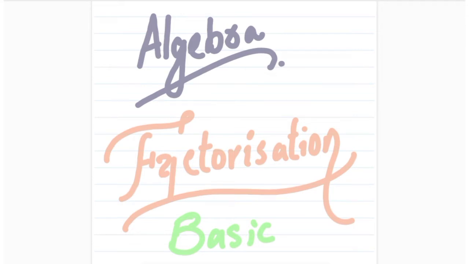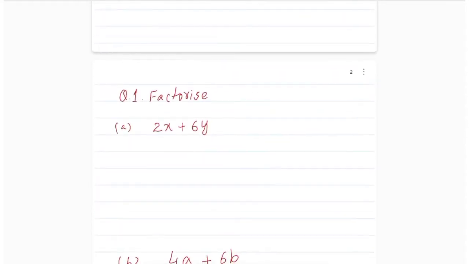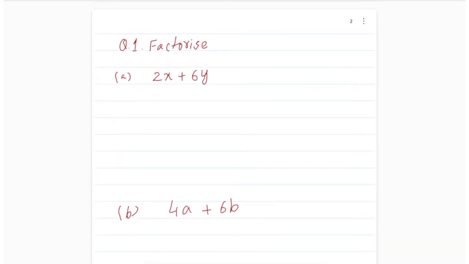In today's lesson, we'll be learning about the basics of algebra, which is factorization. We'll be factorizing using the HCF method. So let's see how we'll be factorizing using the HCF method. This is question number 1. You can see here, factorize 2x plus 6y using basic factorization.